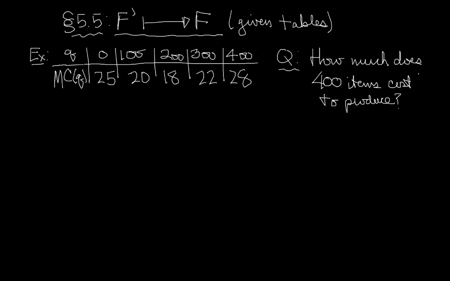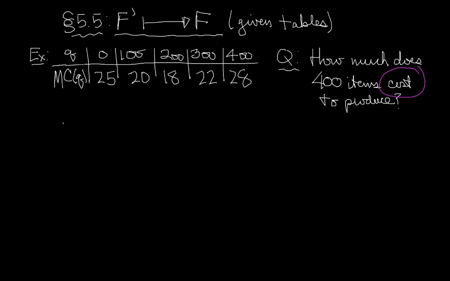The key thing here is, how much does it cost? So we want to know something about the cost function, and all we know are things about the marginal cost function. Remember, this is distinct from how much does the 400th item cost. That's not what I'm asking. I'm asking how much does it cost to produce 400. So from the first item all the way up to the 400th item, how much does making all of those items cost to produce? Alright, so let's get to it.